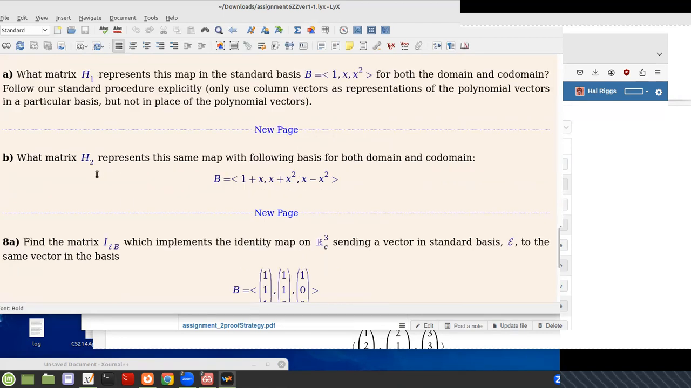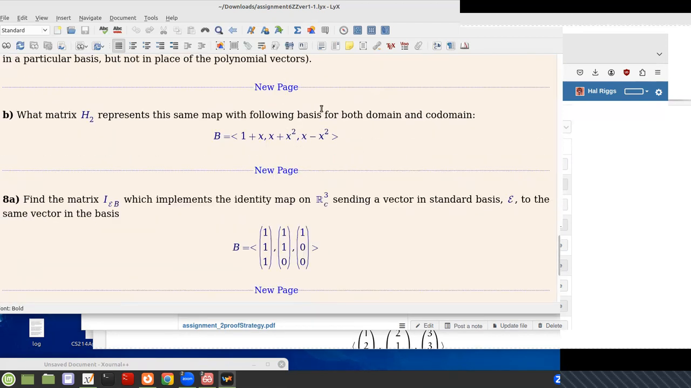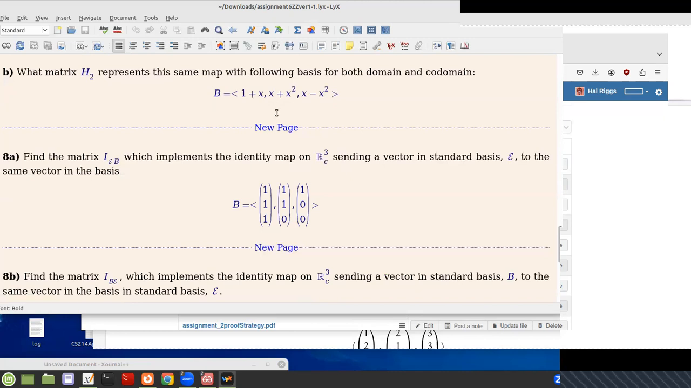B, what is the matrix which represents the same map using this basis? Okay. So then you'll have to find the images of the basis vectors under this same map, but then take the representation of these vectors in this unusual basis.